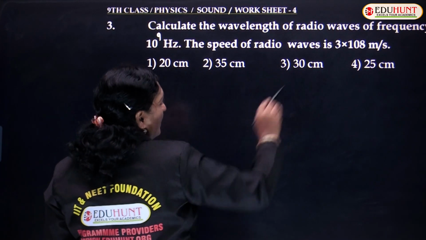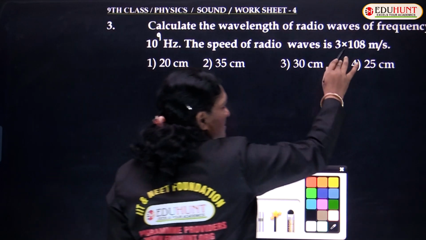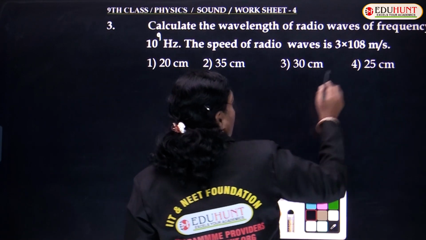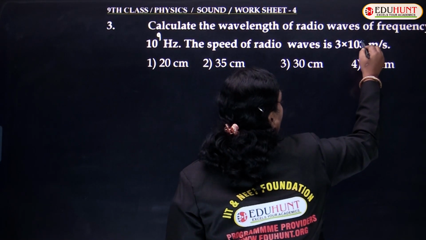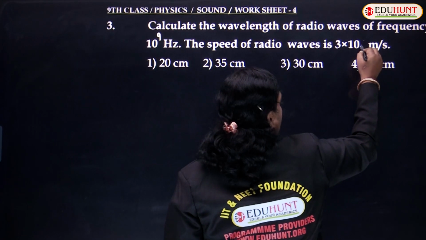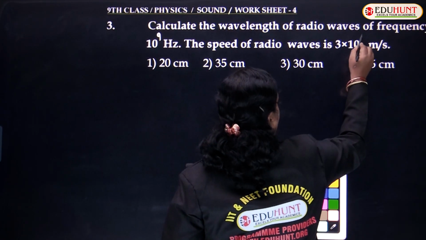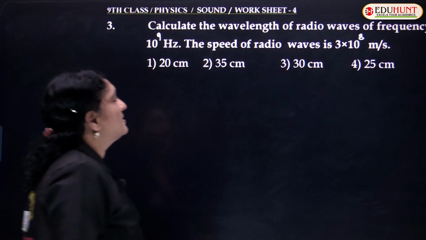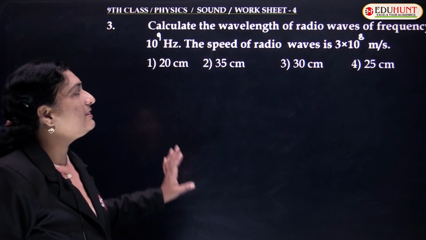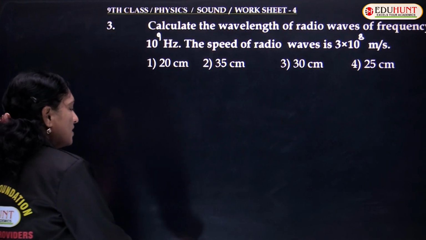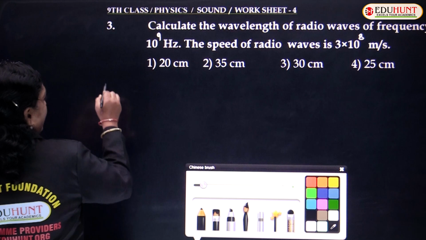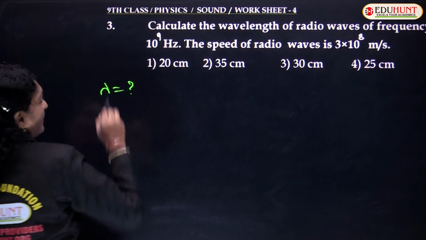The speed of radio waves is again given as 3 into 10 power 8, it's not 108. So, make these corrections. Yeah. So, now try to understand the question. Calculate the wavelength of radio waves. So, what you are asked to find out? Wavelength, lambda, you are asked to find out.